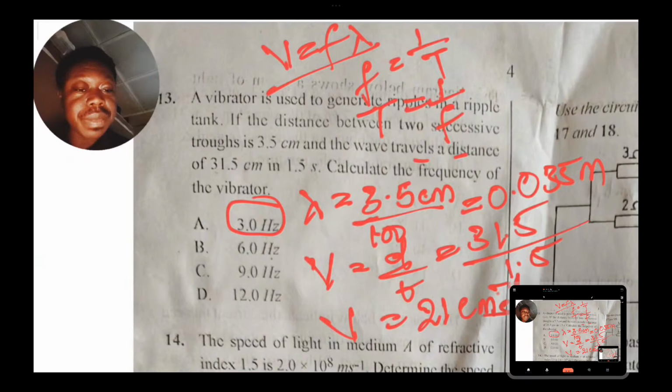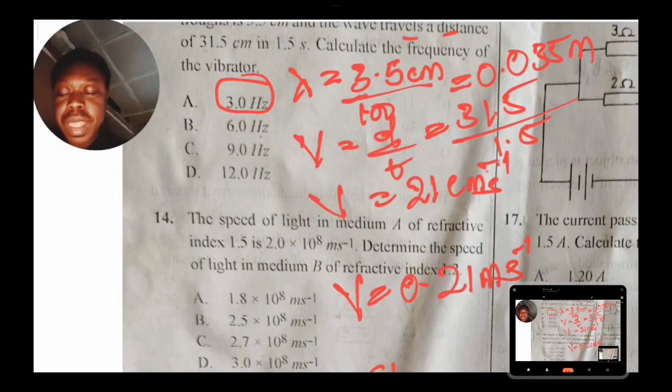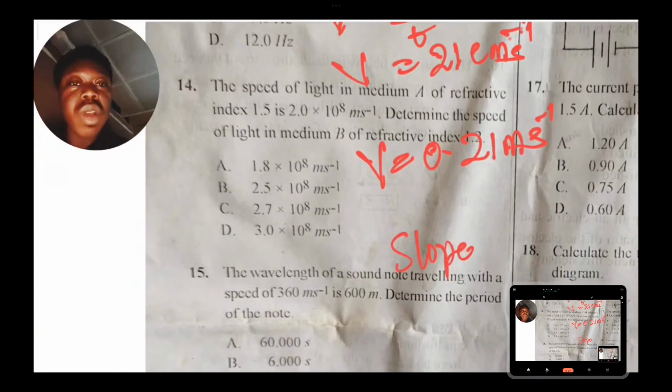Is that clear? Then we need to convert it to meters. Hence, we are going to have V equal to what? If you divide by 100, you have 0.21 meters per second. That gives us our velocity. Hence, we are looking for frequency. I will know that frequency equals what?